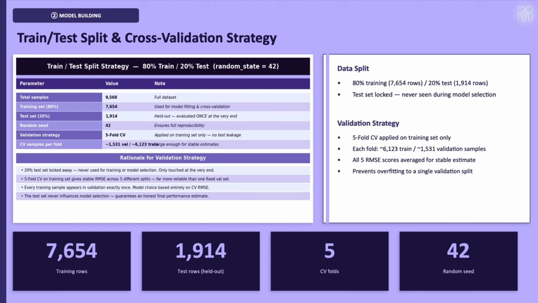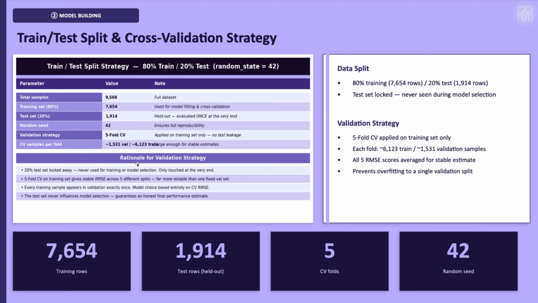In the model building, I made a train-test split and cross-validation strategy, where we had a data split of 80% training and 20% test, and the test set was locked, never seen during the model selection. For the validation strategy, we have 5-fold CV applied on the training set only. Each fold had about 6,123 train and 1,531 validation samples. So all 5 RMSE scores were averaged for a stable estimate, and that prevents overfitting to a single validation split.